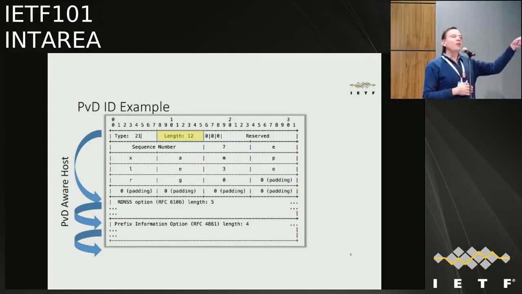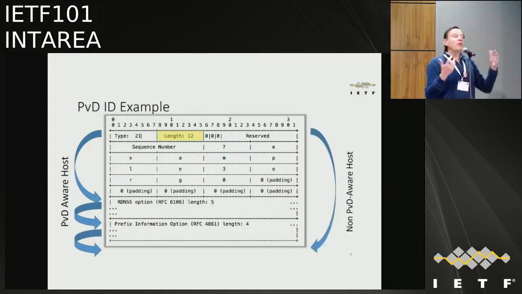And non-PVD aware hosts do not understand the type 21 that we just received, so they say, okay, I skip it. And the length is 12, so I go to the option which is after. So with this, we can present PIO, RDNSS, or whatever you want to PVD aware hosts, while the options outside of the container are used only by non-PVD aware hosts. Of course, a container can contain just the PVD ID option. That's not a problem.